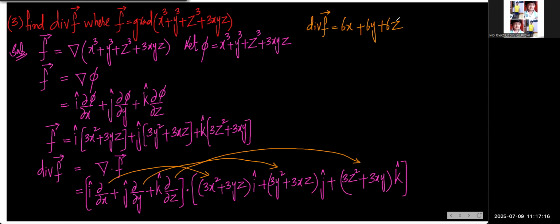That's your answer. Or if you want, you can also take 6 common. The answer will be 6(x plus y plus z), which is nothing but again a scalar. As I said, the divergence answer will be a scalar, no ijk involved here. This is the way you have to show. Our next question will again be on solenoidal, to make this concept more clear.